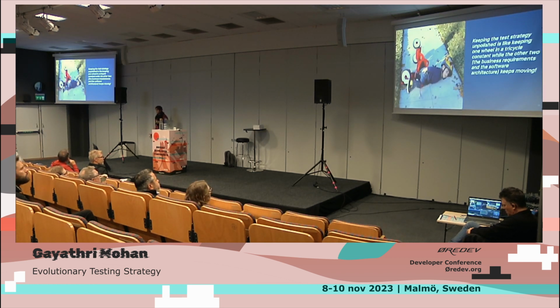This is what I have seen. Basically, I've seen that the two wheels are trying to run really fast, and one wheel is locked in a tricycle, which is the testing strategy, which is not really looked upon. It's like, okay, let us do it during the release time. Oh, okay, we'll do it in production. Okay, we'll worry about it later.